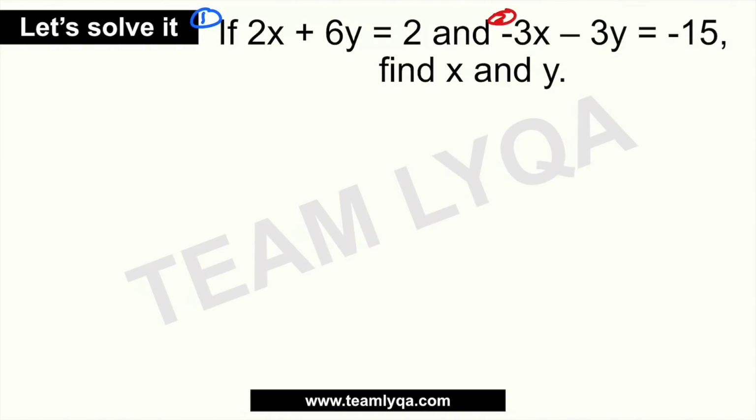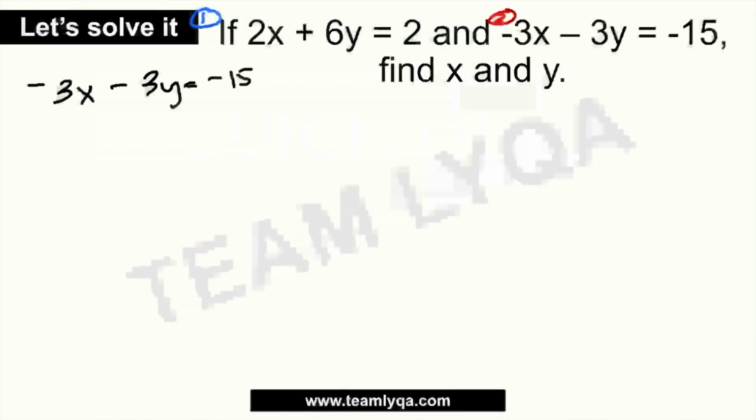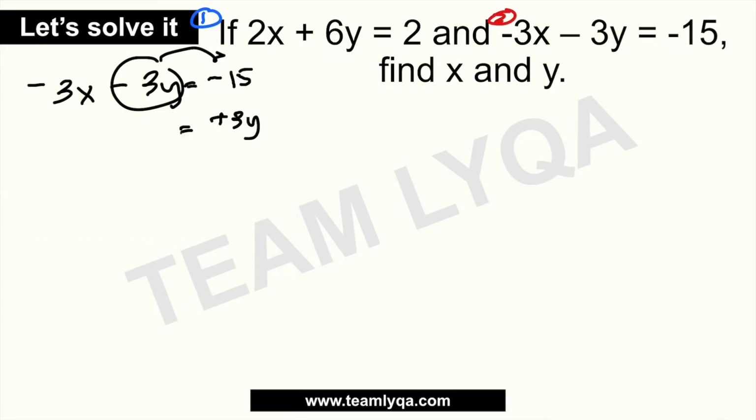Para maiba naman, unahin natin yung second equation. Siya yung kukunan natin nung unang variable. So, negative 3x minus 3y is equal to negative 15. Kanina, ang hinanap natin muna is yung x. So, subukan natin kung y naman ang gagamitin natin. So, yung y, ang ililipat ko para maging positive siya. So, ililipat ko siya sa kabilang side, magiging positive 3y siya.